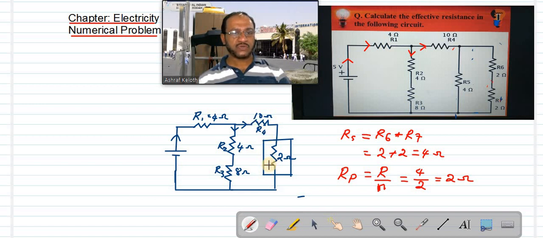Now these two together we can find out. We'll do here R series. They are in series combination. That is R4, the fourth resistor, and the effective resistance of the last two branches, that is 2 ohm. So 10 ohm plus 2 ohm becomes 12 ohm. Because they are in series, the same current is flowing. Now this branch has resistance 10 plus 2, that is 12 ohm.